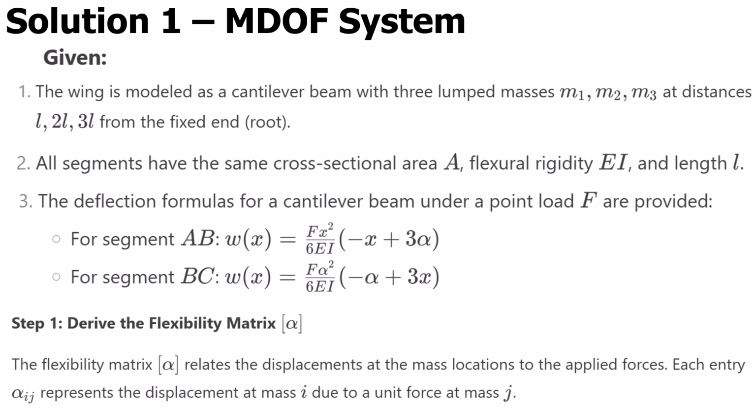Now, the flexibility matrix relates the displacements at mass locations to the applied forces. Each entry, alpha ij, represents the displacement of mass i due to a unit force at mass j. Now let's test the wing. First, we apply a unit load at M1 and see how each mass moves.